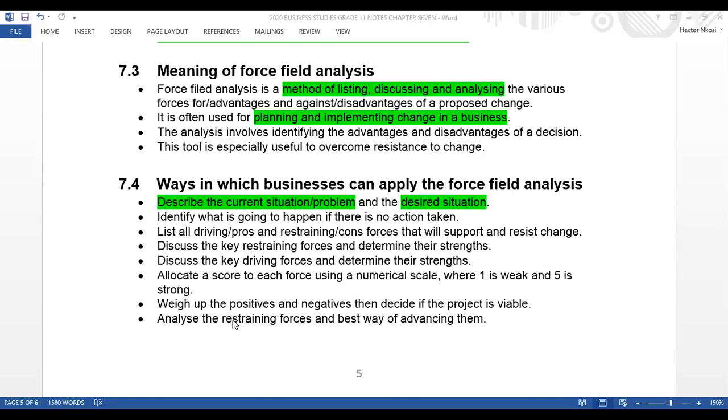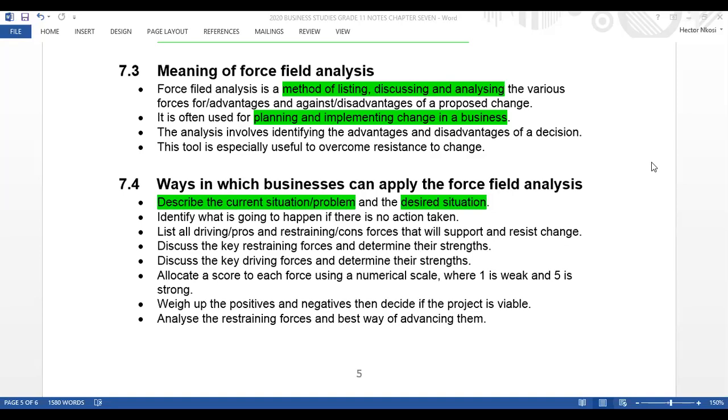Then after that you're going to weigh up the positives and the negatives, then decide if the project is viable or not. Meaning that if you add all your points, the score for advantages, let's say it's 28, and for disadvantages, the score is 21, obviously you're going to go for the good things about that problem. Then that's how we use a force field analysis.